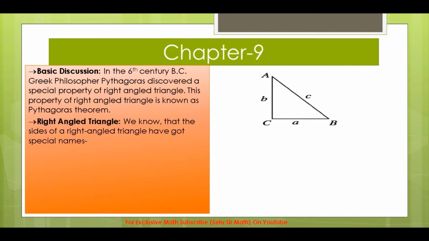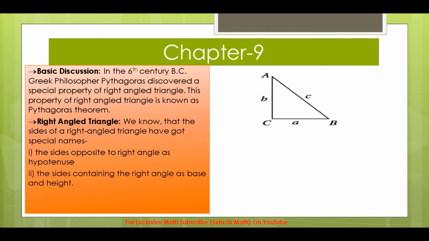Let's see what the special names are. The side opposite to the right angle is the hypotenuse. That means this is a right angle triangle, and AB is opposite of the right angle, so this is the hypotenuse. That means AB is the hypotenuse. The sides containing the right angle are the base and height. It means the other two sides. This BC is the base and AC is the height.